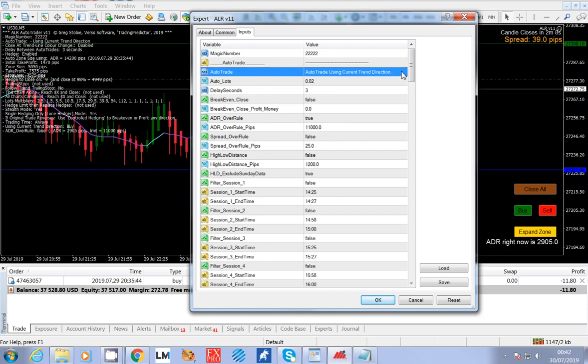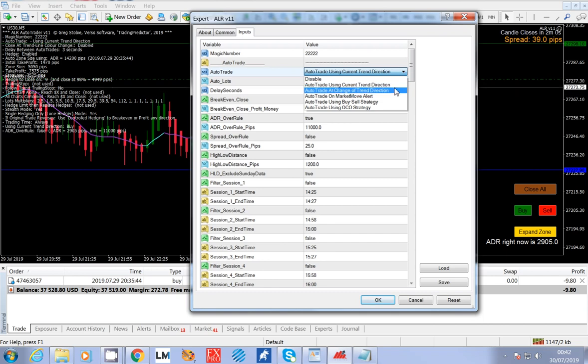The main one here is the auto trade function. The auto trade function enables you to select the type of trading you want the ALR to do automatically. The first one, if you select this, then the ALR will auto trade using the current trend direction. The current trend direction is shown by the purple and blue trend line. If you can't see the purple and blue trend line, that's okay, because the ALR has its own trend line built into it, and it is reading that line, not the one you can see visually. The one you see visually is actually an indicator of the very same code overlaid on the chart, so you can see what is going on, just for your information. But the ALR uses its own one internally.